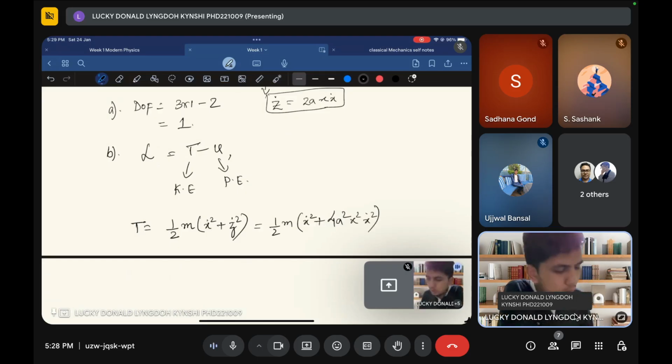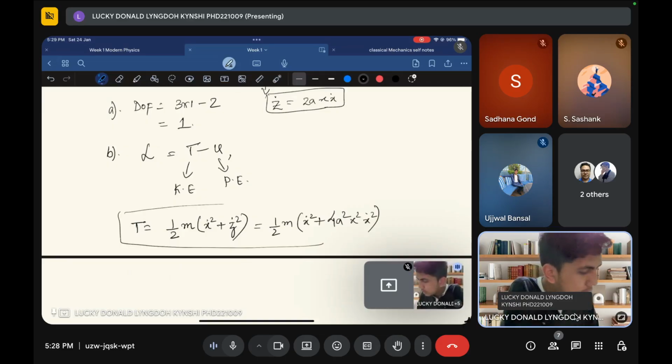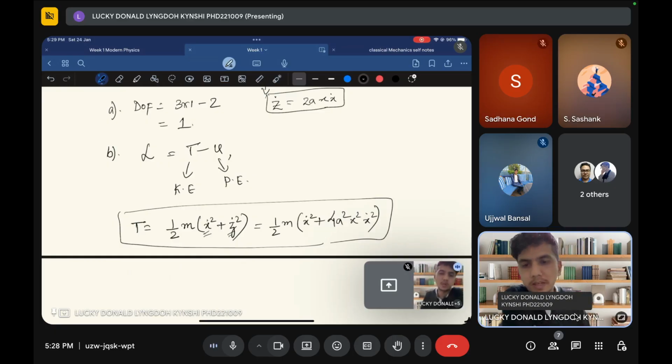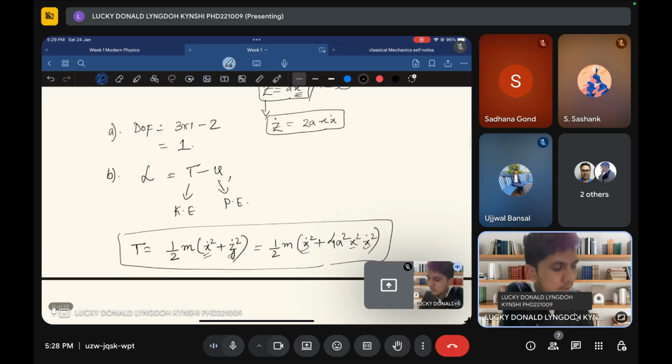Okay, now you see your kinetic energy. Initially there are x and z that you need to solve. There are two variables here, x and z, right, or two coordinates. But now you have only one, x. Why? It's because I have replaced the value of z in terms of x.